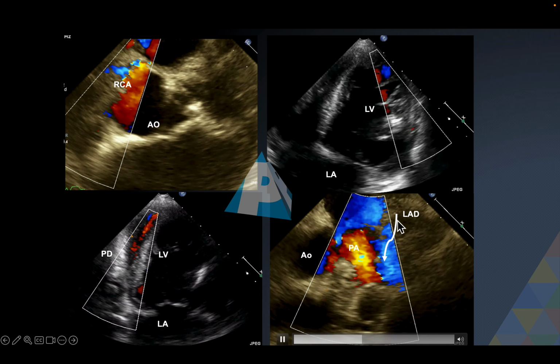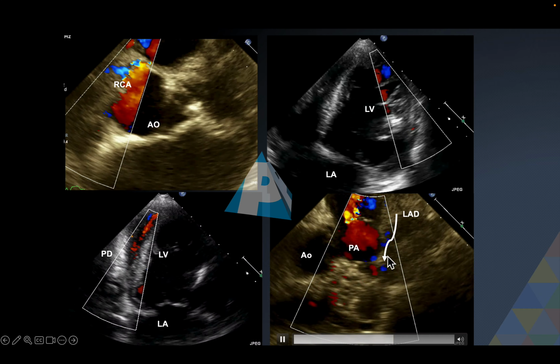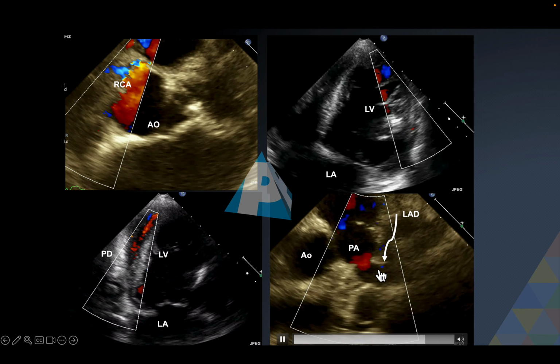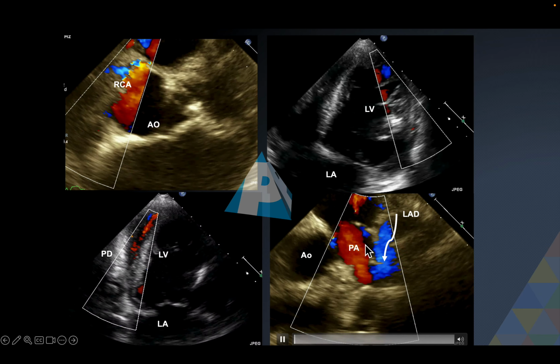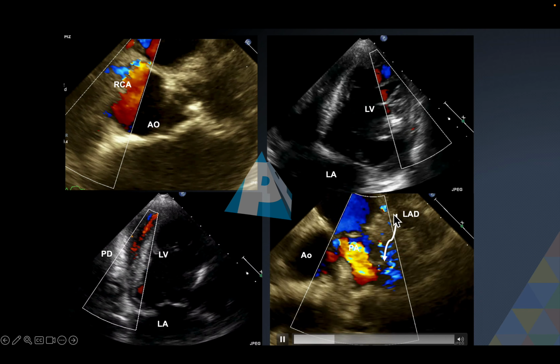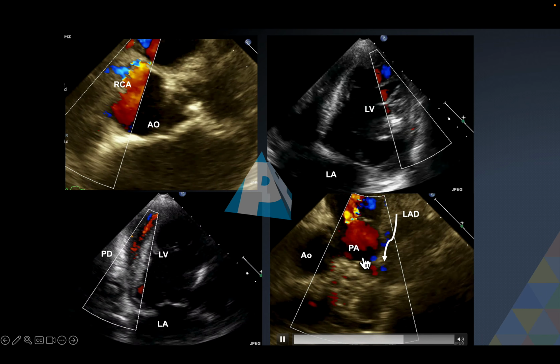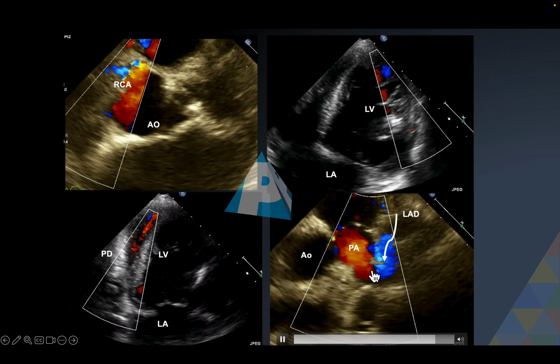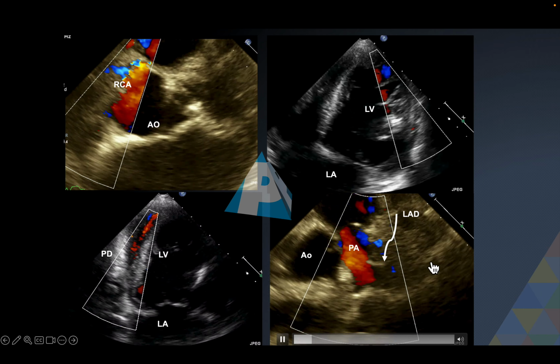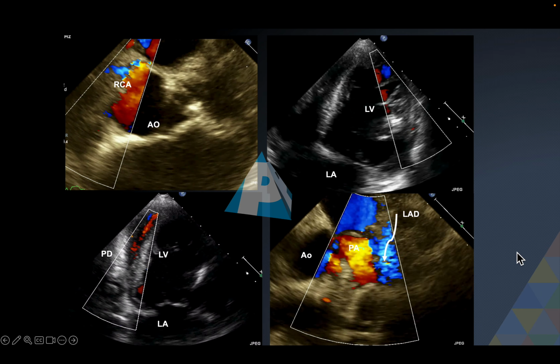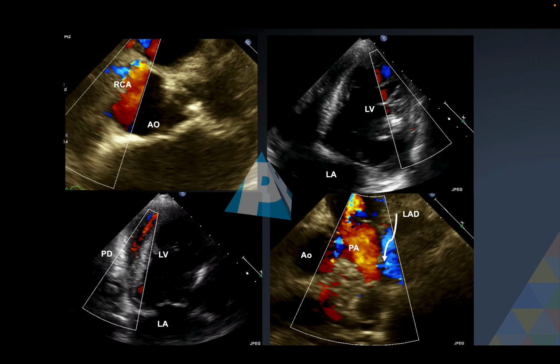Here you see the ALCAPA, the left coronary artery arising from, or connected to, the pulmonary artery. I just say connected because the blood flow is from the left coronary artery back into the pulmonary artery because of the pressure gradient, and you see a forward flow in the pulmonary artery, which many times you see in patent ductus arteriosus.